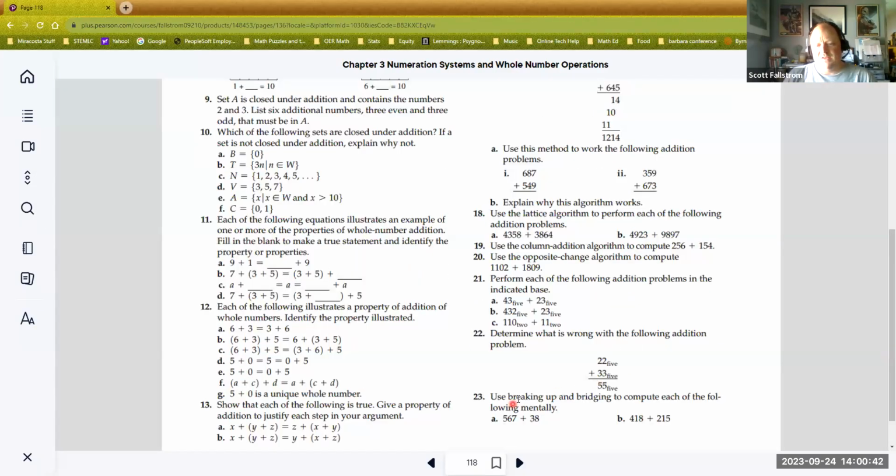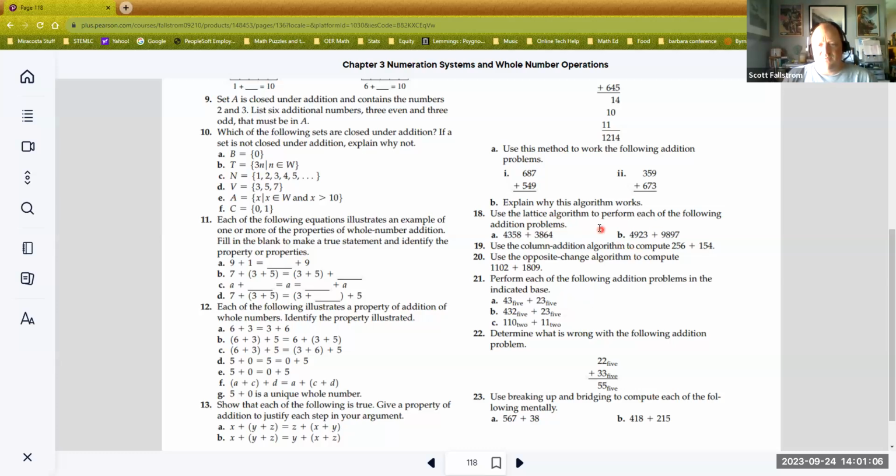Okay. So again, they ask you to kind of check some of the techniques they did, breaking up and bridging. Hey, what's wrong with the following addition problem? That's a good one to check. Perform each of the following problems in the indicated base. So you have base 2, base 5 type of additions. Again, think about using the techniques that you just saw for addition. The concept of addition doesn't change just because we change our base.